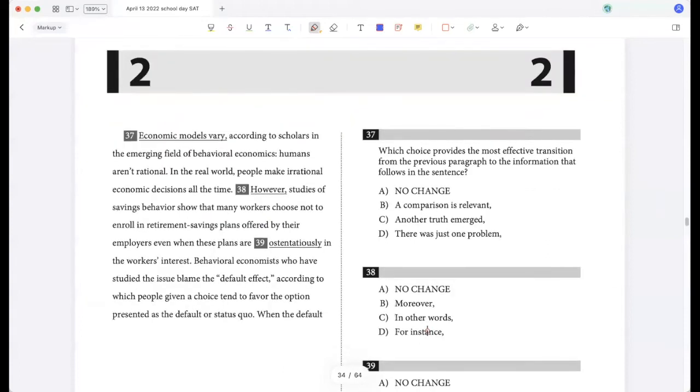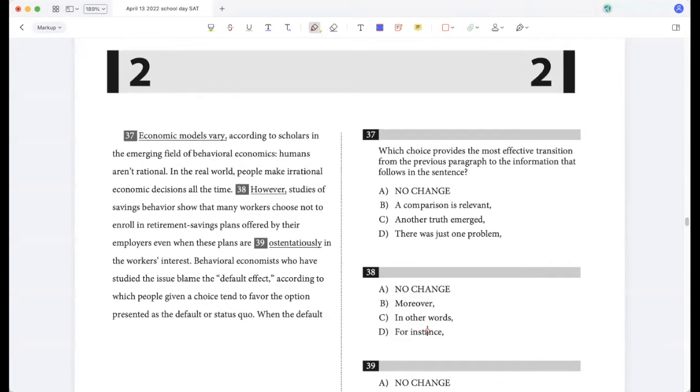Economic models vary according to scholars in the emerging field of behavioral economics. Humans aren't rational. In the real world, people make irrational economic decisions all the time. Which choice provides the most effective transition from the previous paragraph to the information that follows in the sentence? A comparison is relevant. Another truth emerged. There was just one problem.